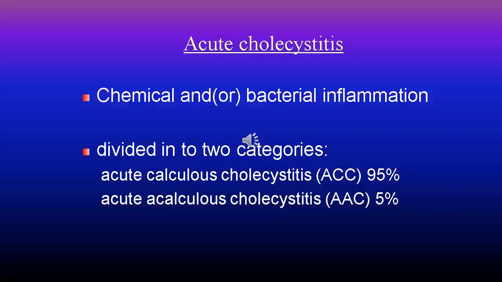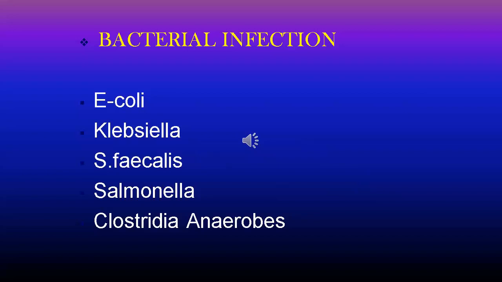So acute cholecystitis may be chemical and or bacterial inflammation. Divided, as we said before, acute calculous cholecystitis represents about 95%, and acute acalculous cholecystitis, meaning no gallstones, accounts for 5% of cases. The most common organisms which cause cholecystitis are Escherichia coli, Klebsiella, Streptococcus faecalis, Salmonella, and Clostridium perfringens.